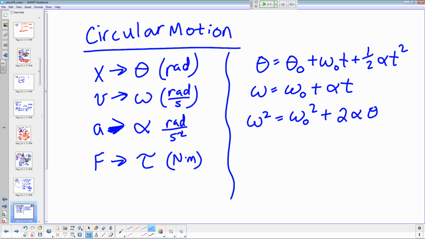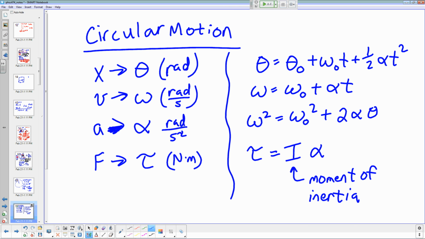And then also, where before we had F equals ma, we're now going to have torque equal to what we call the moment of inertia times alpha. This is called the moment of inertia. We'll come back to that in a bit. Whereas before we had F equals ma, and the mass is the inertia, now we have the moment of inertia, which is similar to the inertia. It describes how difficult it is to get this thing to move into rotation.